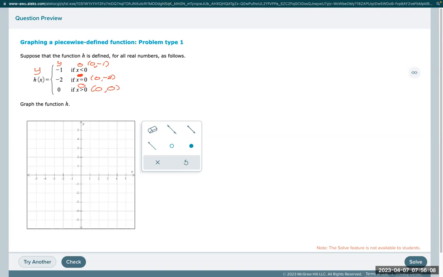All right, so when we graph these points, we're going to put the points in first. I have an open circle at 0, -1. 0, -1. There's an open circle. Okay, I have a closed circle at 0, -2. 0, -2. And I have an open circle at 0, 0.